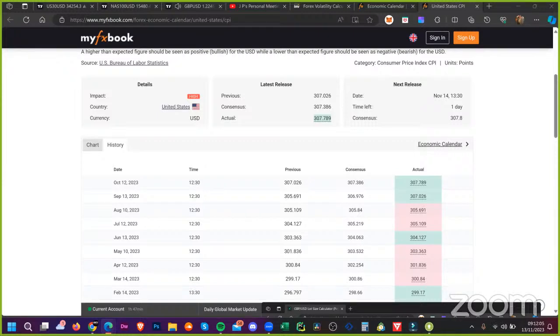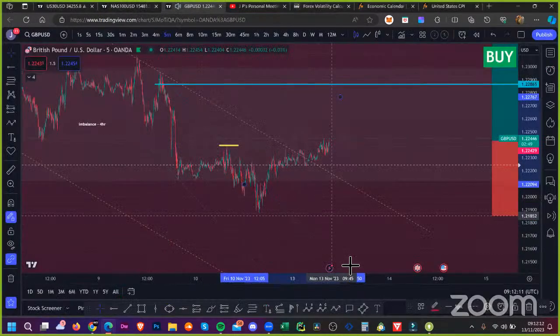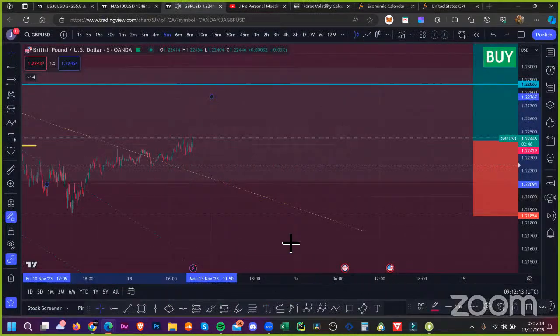And there's UK CPI on Wednesday, Jay. Oof. And there's UK CPI on Wednesday. So Alan is giving us all the information that we need.